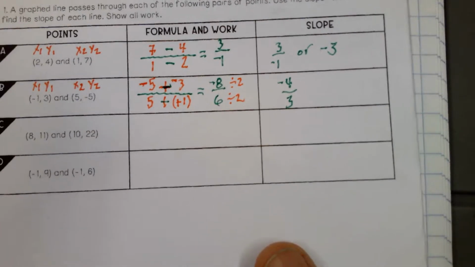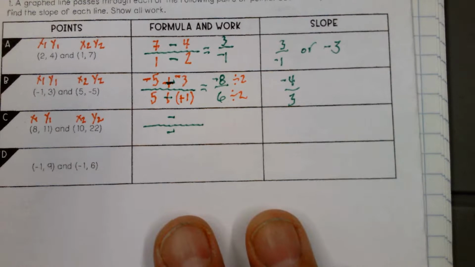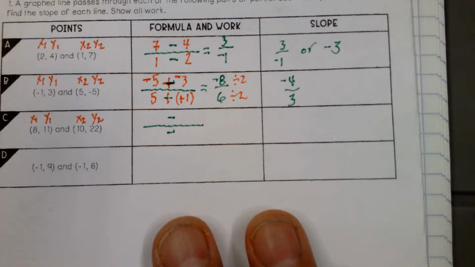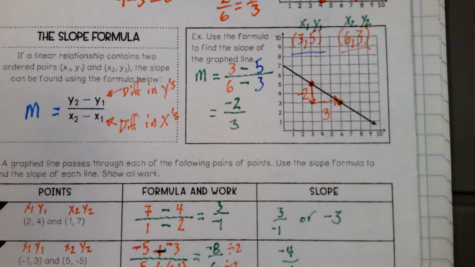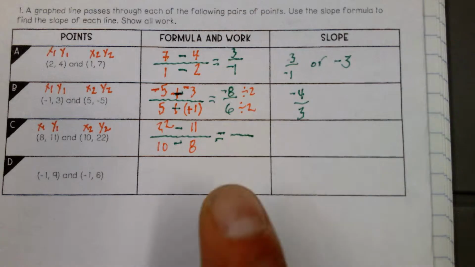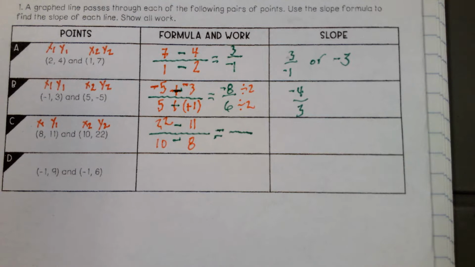All right. Let's try the next one. I'd like you to try setting up this one on your own. Here's your numbers. Let's make this x1 and y1, x2 and y2. All right. Go ahead and set it up, and then we'll answer it. So on your own, try it. But I have 22 minus 11 and 10 minus 8 in the denominator. So let's do the subtraction.